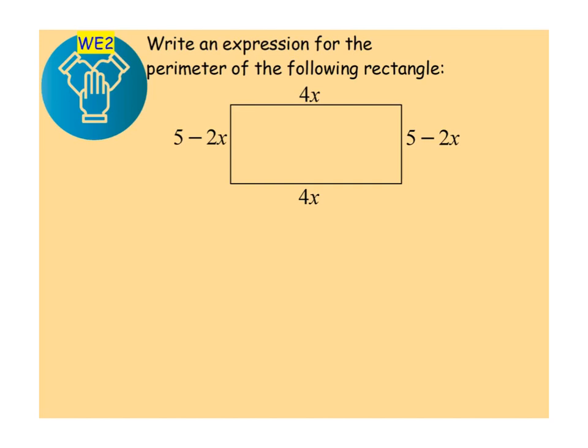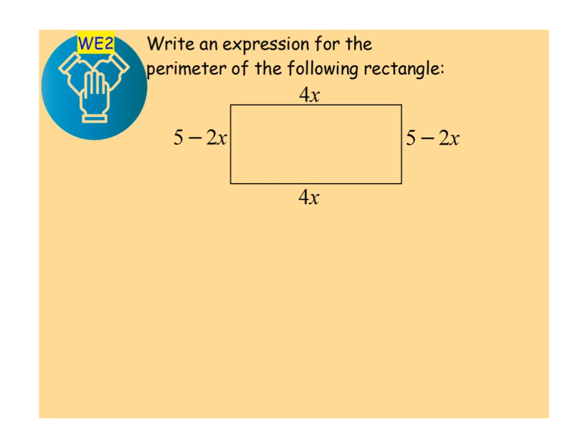Bit trickier this time, it's a question in context. The question asks for the perimeter of the rectangle written as an algebraic expression. So pause the video and have a go. Don't forget you might need to remember what perimeter is. Okay, so I'm sure you remembered that perimeter is the distance around the outside of the shape. So that means that we need to add up all of the lengths that we can see.